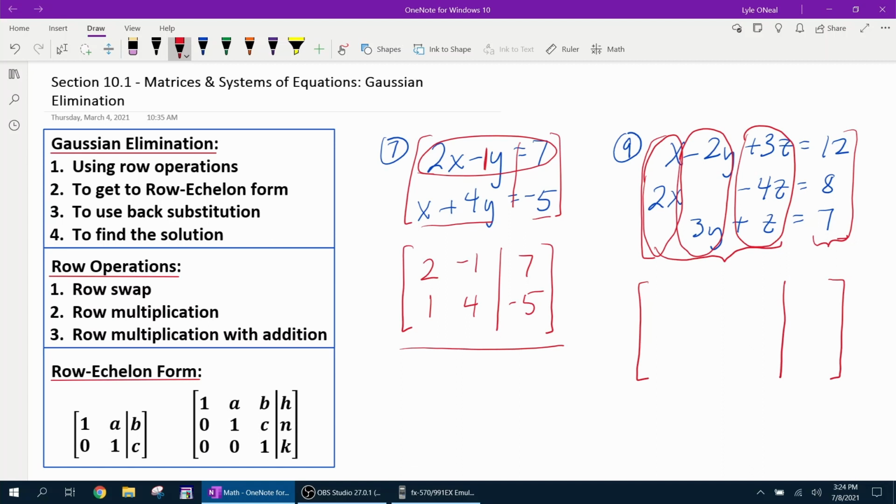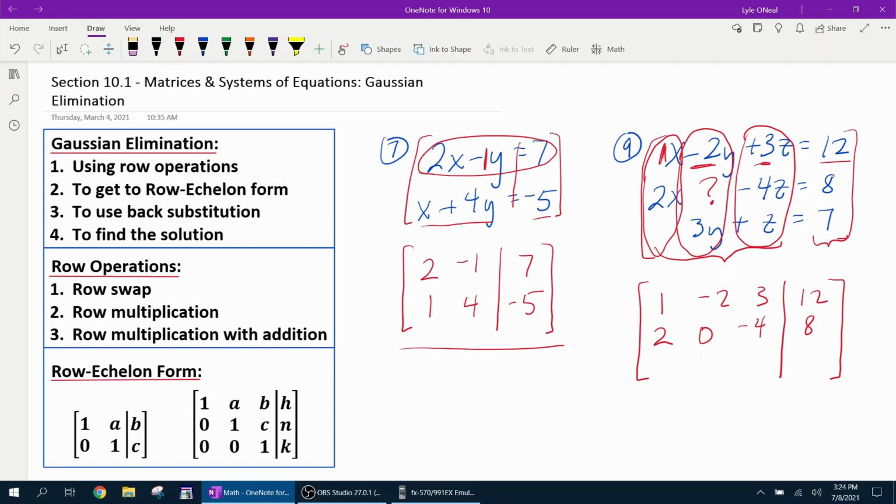So here the first row is going to be 1, -2, 3, and 12. Our second row is going to be 2, 0, -4, 8. Notice that there is no y variable in the second equation, and so we have to input a 0 for a placeholder indicating that there are no y's there.